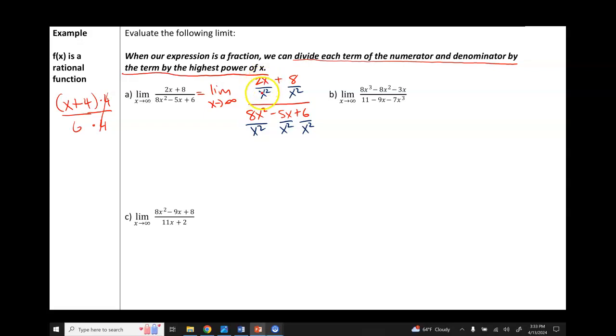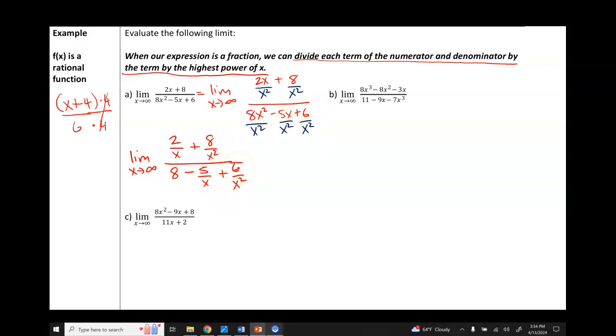If you have 2x over x squared, we can simplify that. X and x squared simplifies to just an x on the denominator. 8 over x squared is 8 over x squared. And then here the x squareds cross out, so we have 8. X over x squared, there's one x left on the bottom, and we have a 6 over x squared.